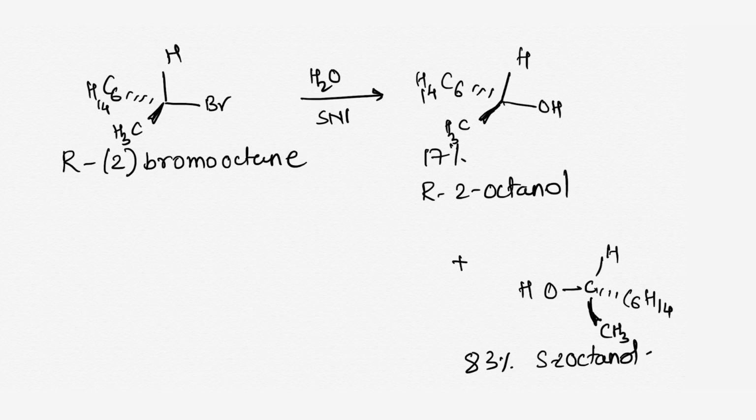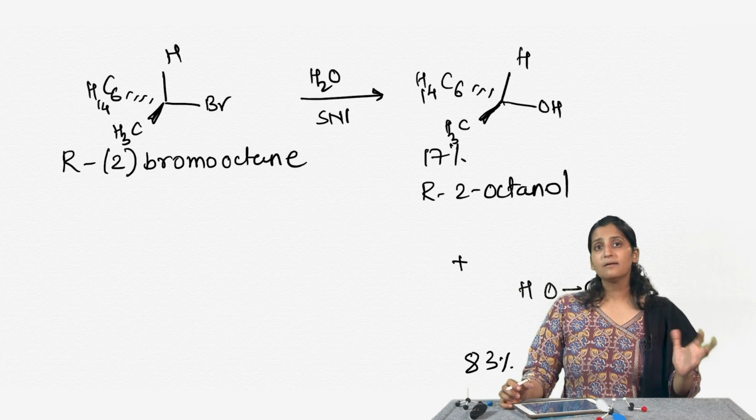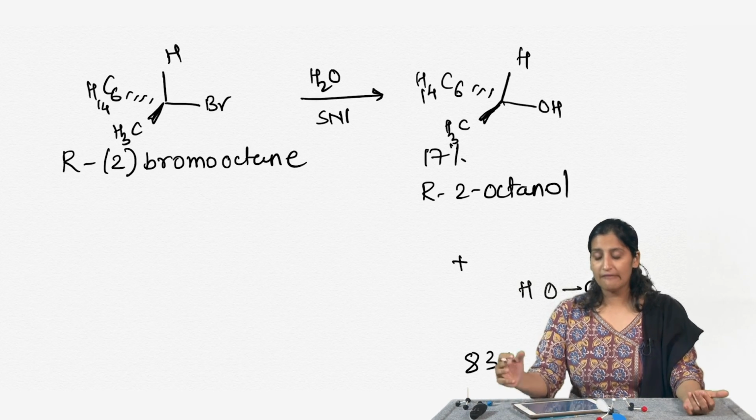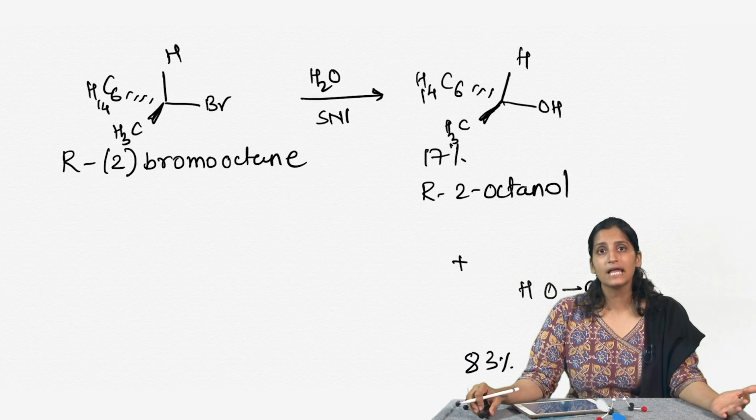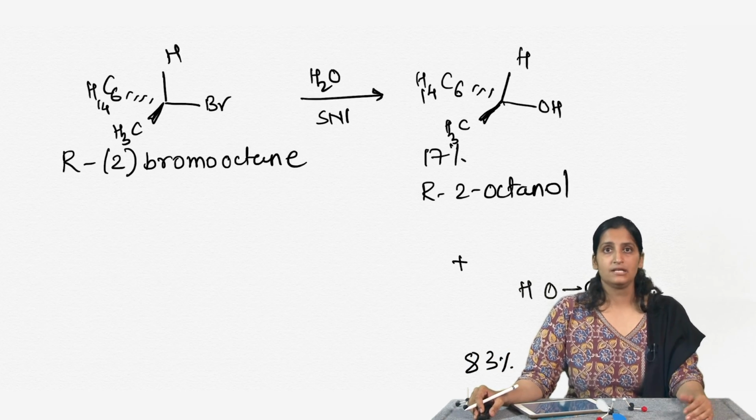Now, whenever we find a mixture, in the sense that we have created a mixture of R and S, typically it is a good indication that an SN1 type of reaction is happening.